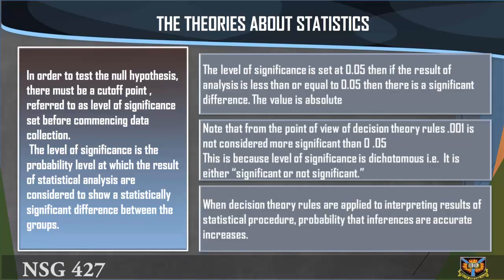The value is absolute, hence, even if the analysis result is e.g. 0.51, when level of significance was set at 0.05. Note that from the point of view of decision theory rules, 0.001 is not considered more significant than 0.05. This is because level of significance is dichotomous, that is, it is either significant or not significant. Hence, highly significant is not acceptable from the point of view of decision theory.